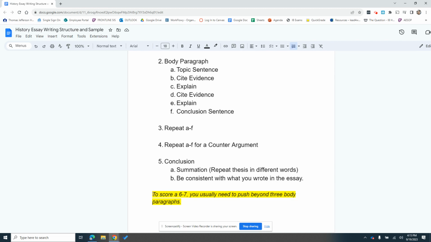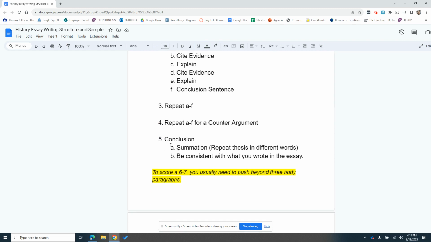And for those of you who really want to push to score 6s and 7s, if you're seniors, this is the point where we need to start moving beyond the 5-paragraph answer. If you can write a 6 or 7-paragraph essay, that demonstrates more content knowledge, more understanding of the material, and puts you in a better position to get those high scores. So you might want to put in another body paragraph before you reach your conclusion.